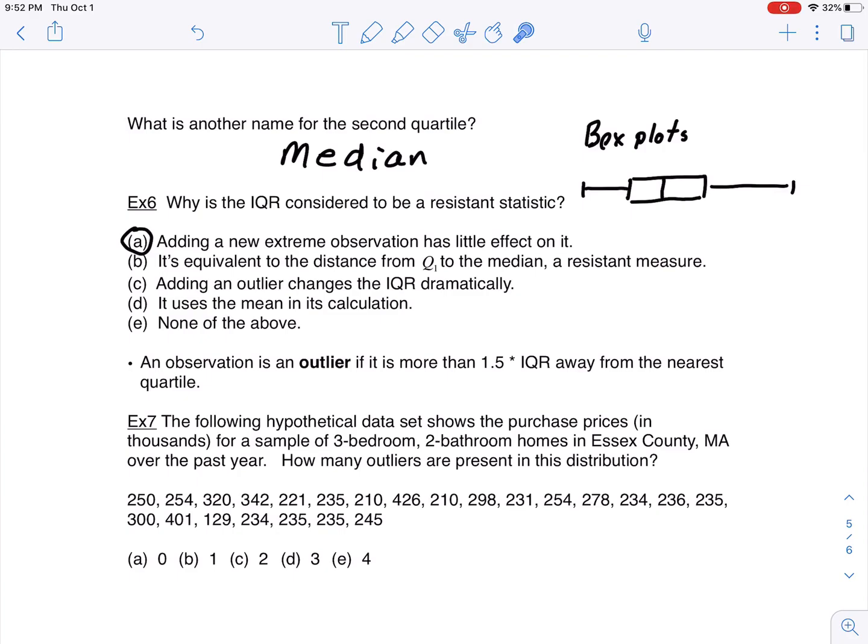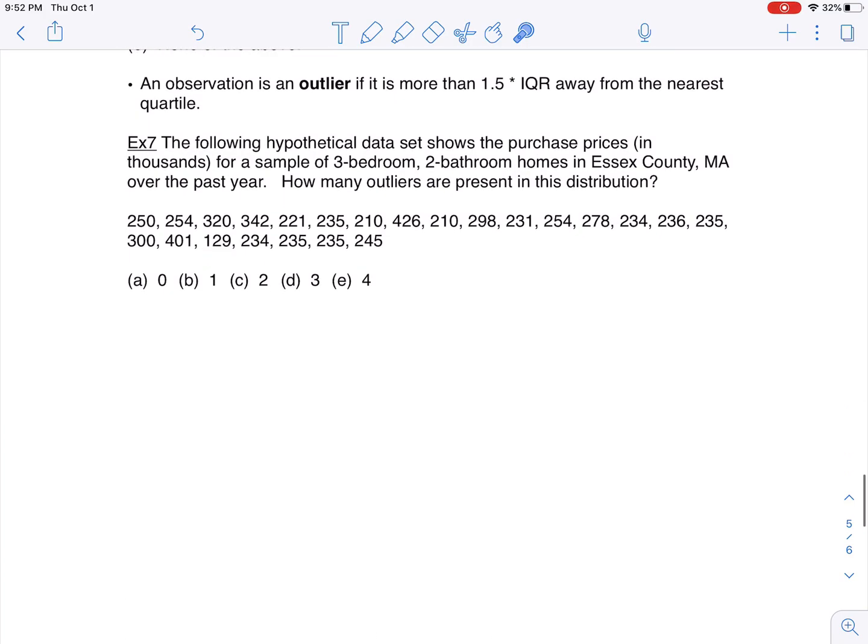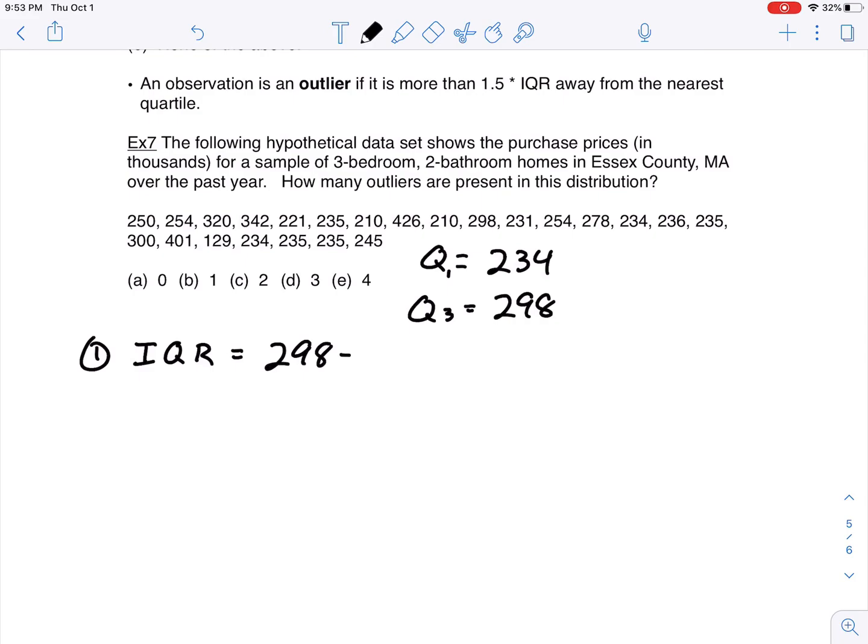We are going to take a look at this and see if we have any outliers. I want to go over this again. I throw all this information into L1, and I'll just give you the numbers. They give us Q1, which is 234, and Q3 is 298. The first thing we're going to do is find the IQR, which equals Q3, 298, minus 234. So the IQR is 64.